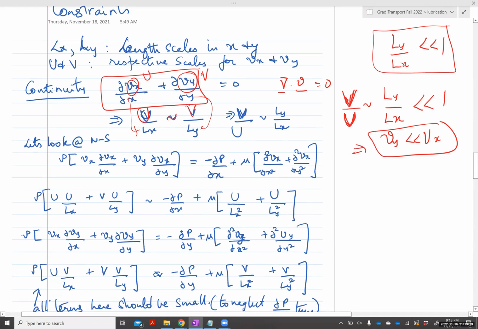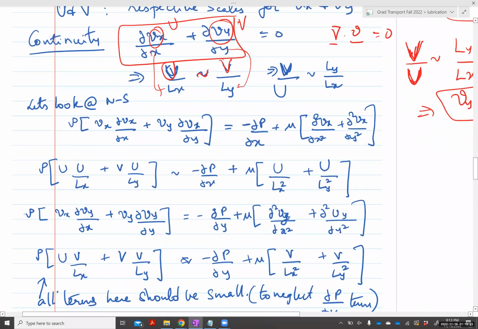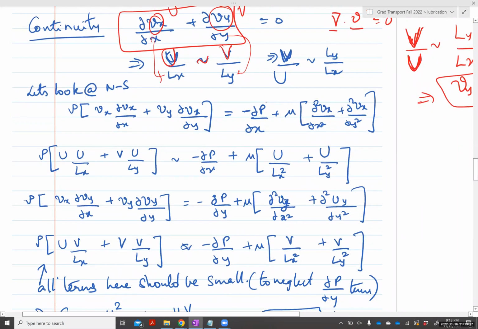So if Ly is much less than Lx, you get V over U is much less than 1. Okay, so now let's go on to the Navier-Stokes, which is what we need to get at. We need to simplify these terms. Again, here is the x Navier-Stokes, and the only terms that finally should hold good are these two. The rest of the terms are going to be negligible compared to these. So how do you do that?